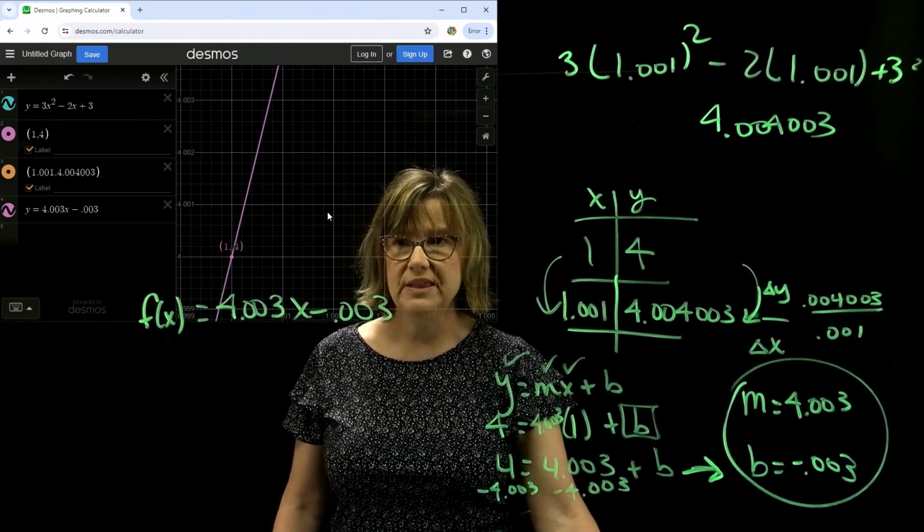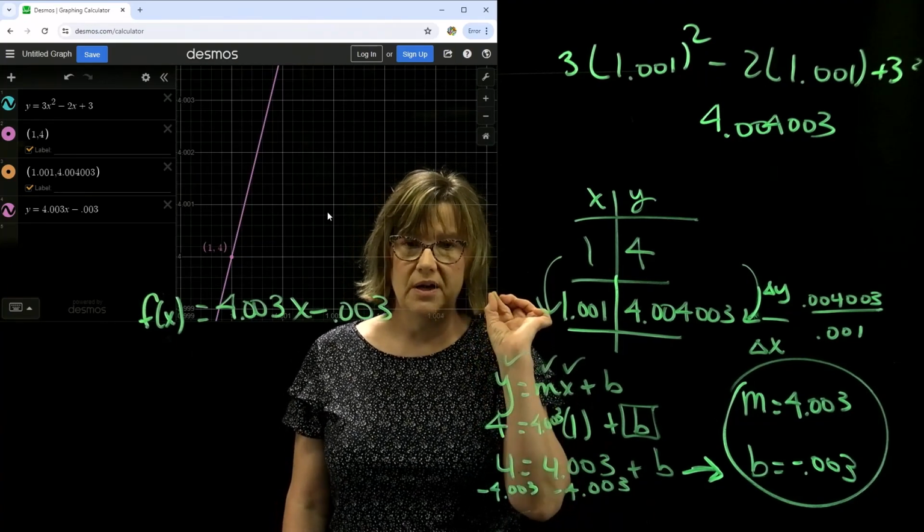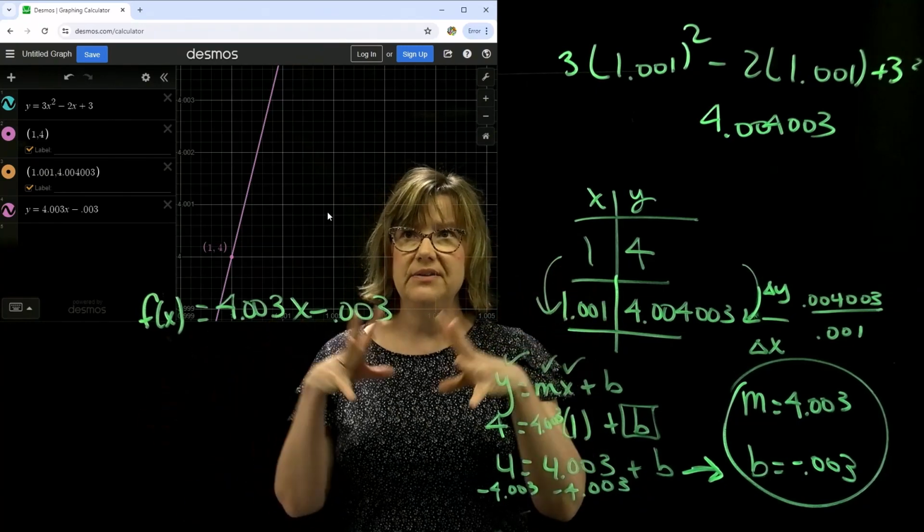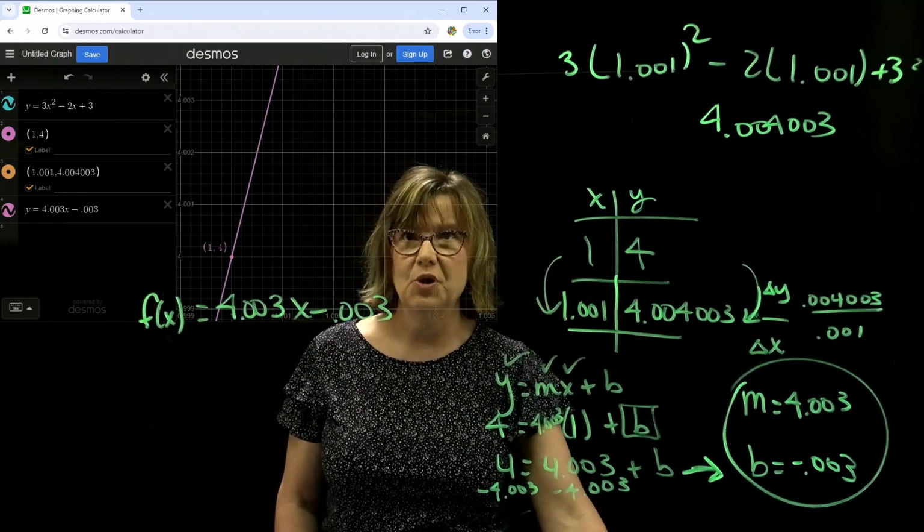So hopefully that helps you. That's just a quick review of finding an equation of a line, but given a context that we're going to use in pre-calc. So hopefully that helps.